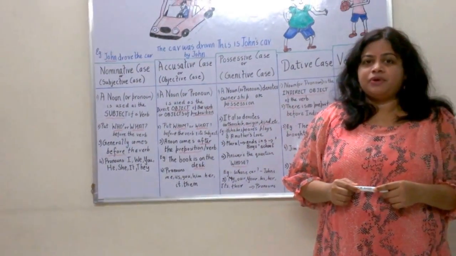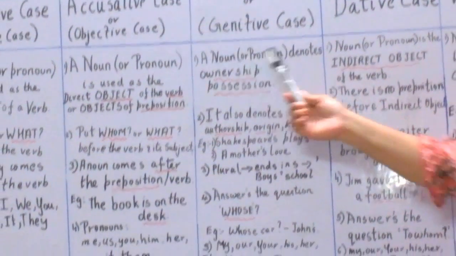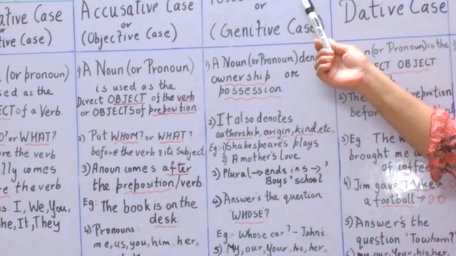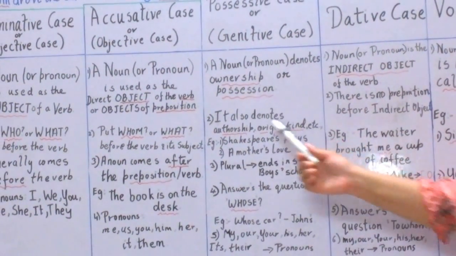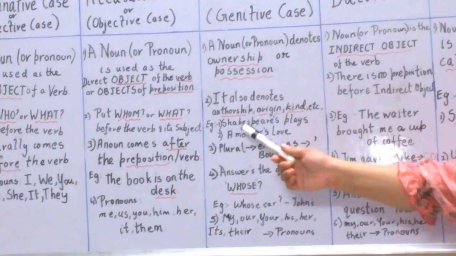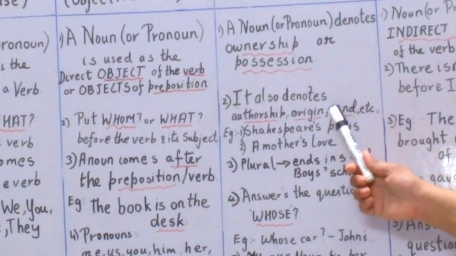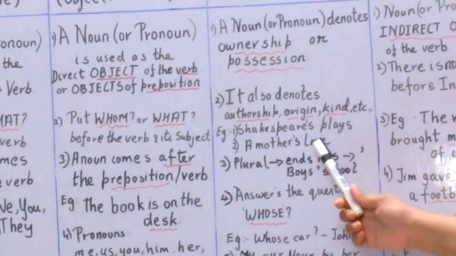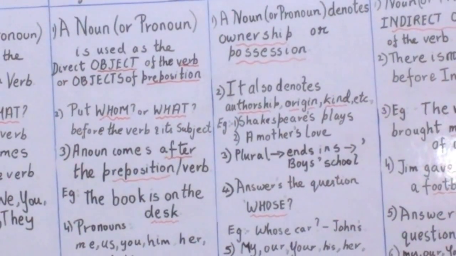Now let us study the possessive case. Possessive case is also called the genitive case. When a noun or pronoun denotes ownership or possession, it is called a possessive case. It not only denotes ownership, but also denotes authorship, such as Shakespeare's plays, played by Shakespeare. Origin means beginning: a mother's love, by a mother, which is the beginning. Kind: a president's speech, a speech delivered by a president.